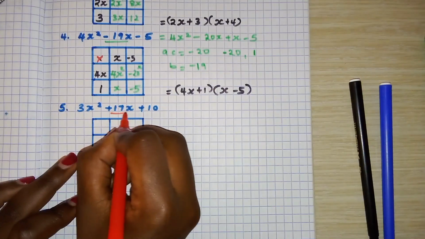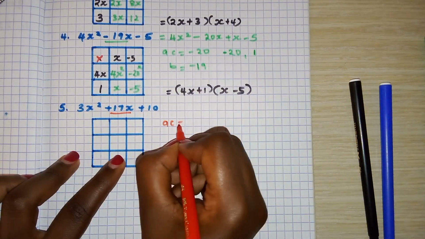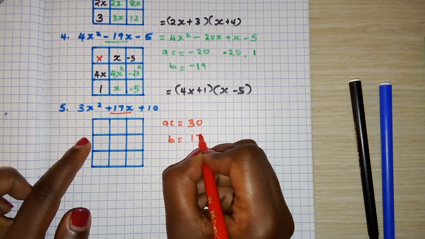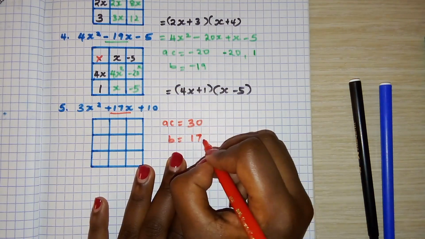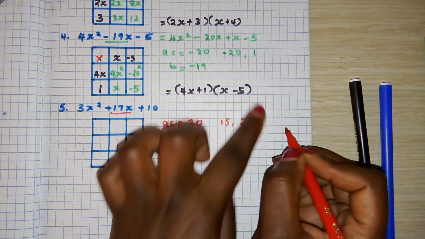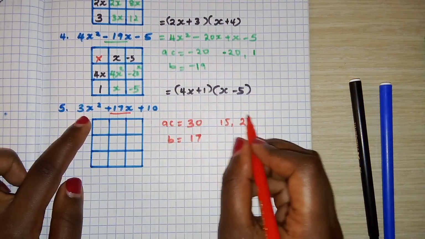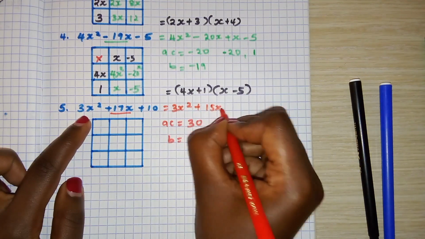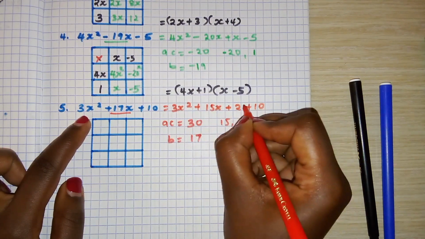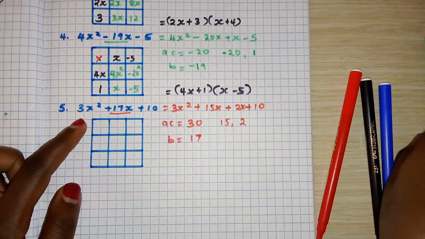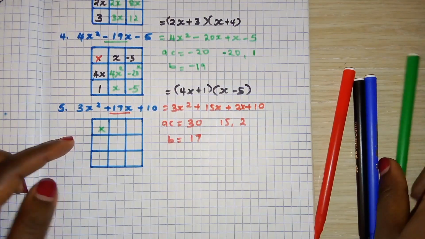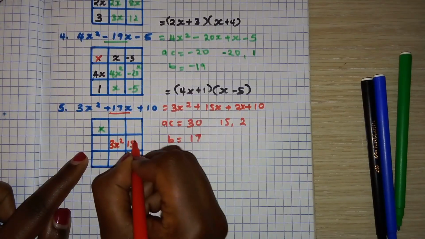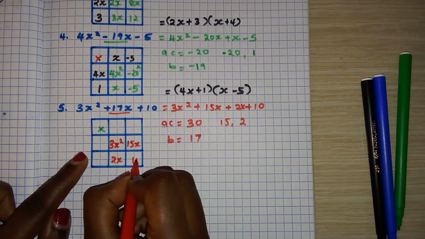Number 5, let's replace that one. So AC equals 3 times 10, 30, and B equals 17. Two factors of 30 that add up to 17 will be 15 and 2. Add them, you get 17. So replace the 17x with these 2. So we write 3x squared plus 15x plus 2x plus 10. So here we are multiplying. So 3x squared and 15x, 2x and 10.